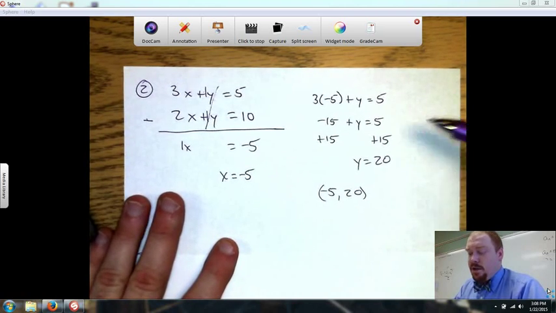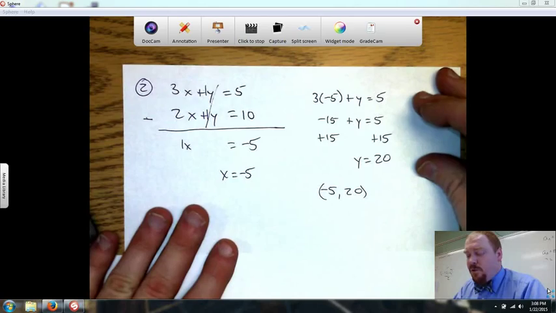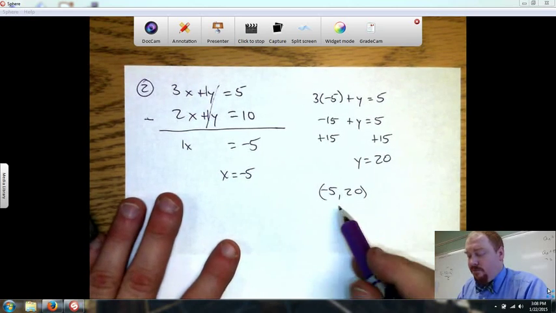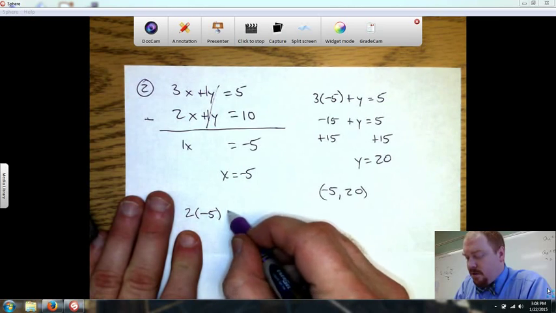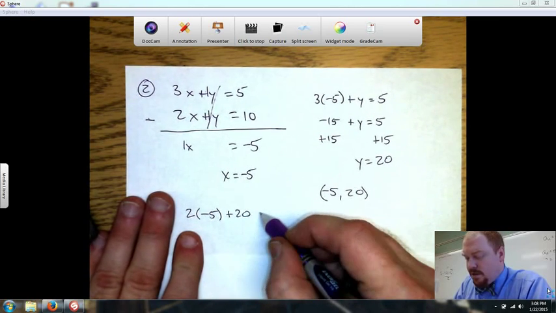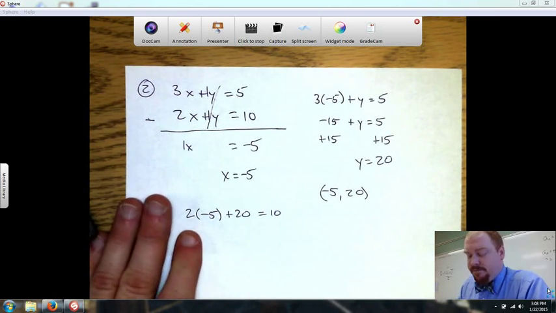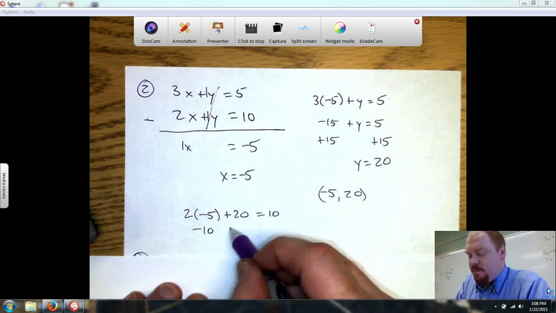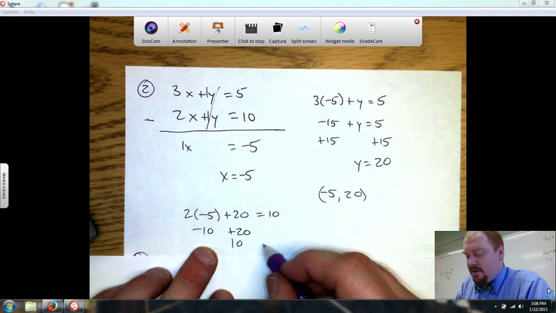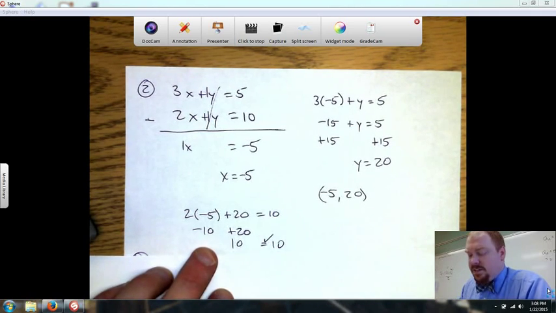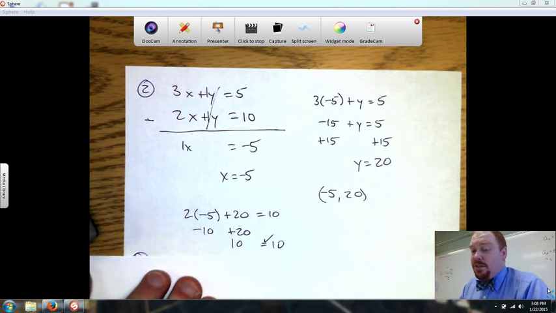Now, I could definitely check that very quickly in the bottom equation if I really wanted to. So 2 times negative 5 plus 20, does that give me 10? So that's negative 10 plus 20. Negative 10 plus 20 is 10, and that checks out. So I've solved this correctly.